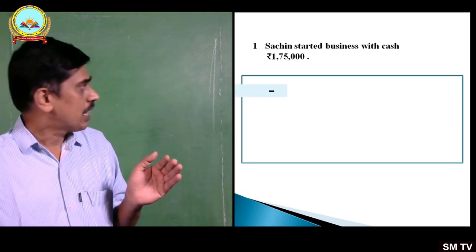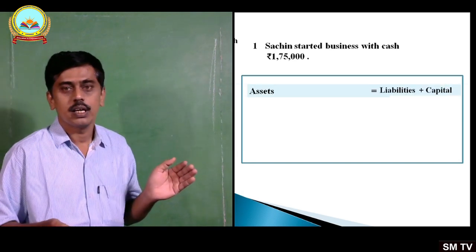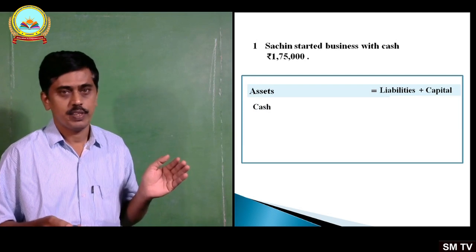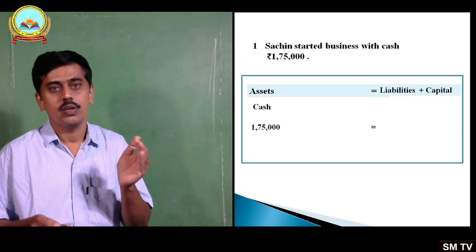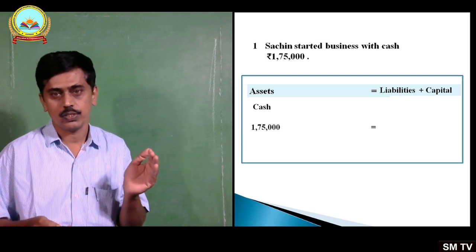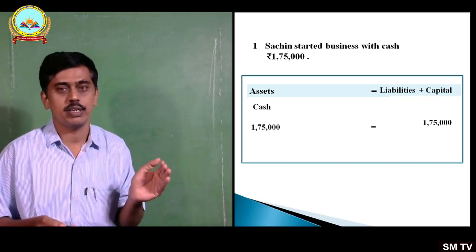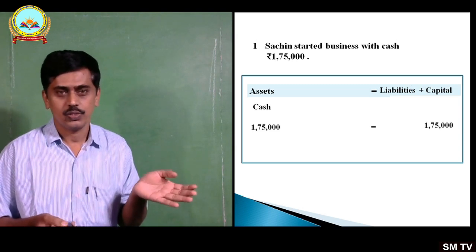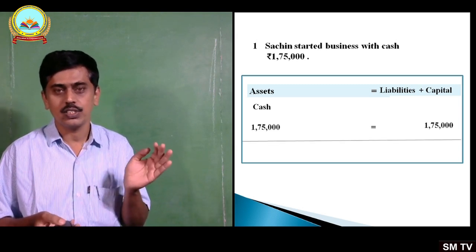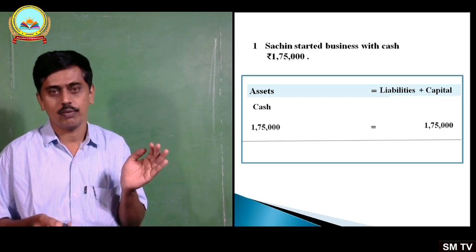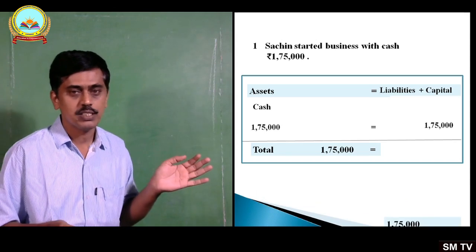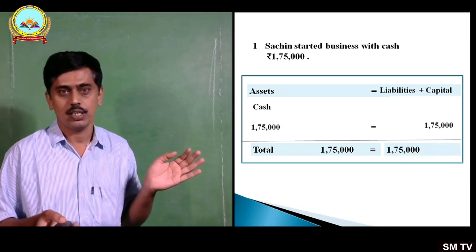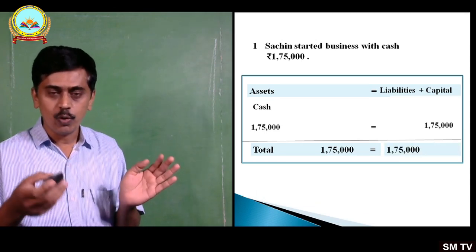Write the equation. Assets equals liabilities plus capital. What is the asset here? Cash. He started business with 1,75,000 rupees. Capital 1,75,000. Very simple. So for the first transaction, very easily you can prepare the accounting equation. 1,75,000 equals 1,75,000. No difficulty at all. Let me move on to the second transaction.